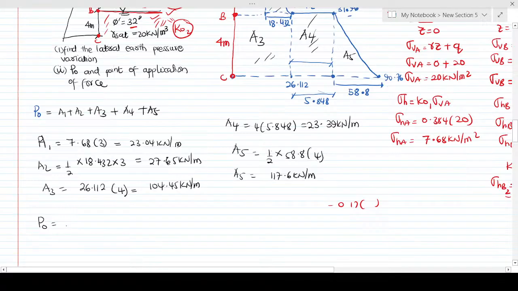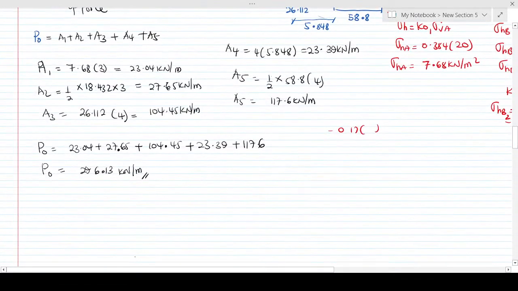So my P naught is simply the sum of all these areas. So 23.04 plus 27.65 plus 104.45 plus 23.39 plus 117.6. And so my P naught will be equal to 296.13 kilonewton per meter, right? And beautiful like that. Then we are supposed to find the point of application.